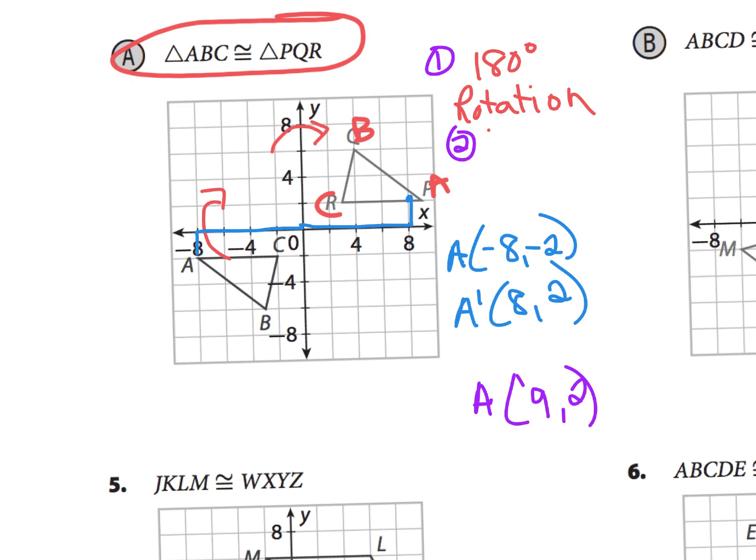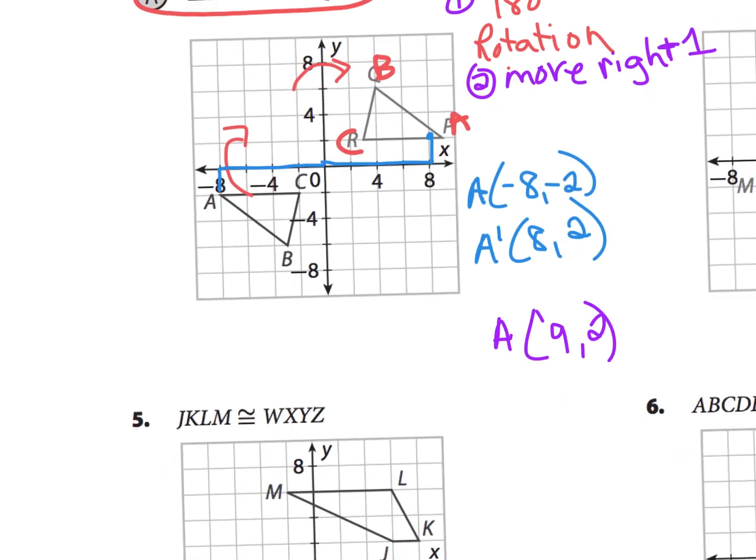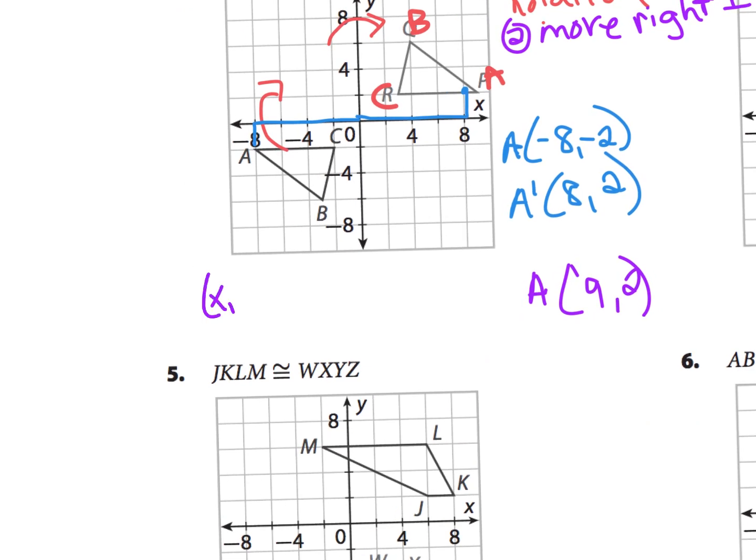Our second thing is going to have to be to move right 1. So horizontal translation of 1. Okay, so my rule is going to be xy goes to opposite x, opposite y, goes to x plus 1, y.